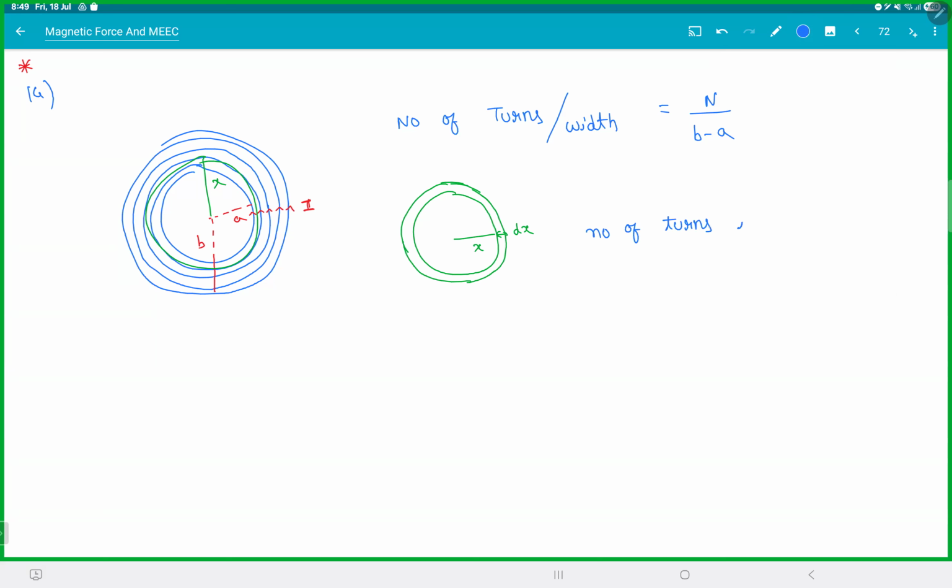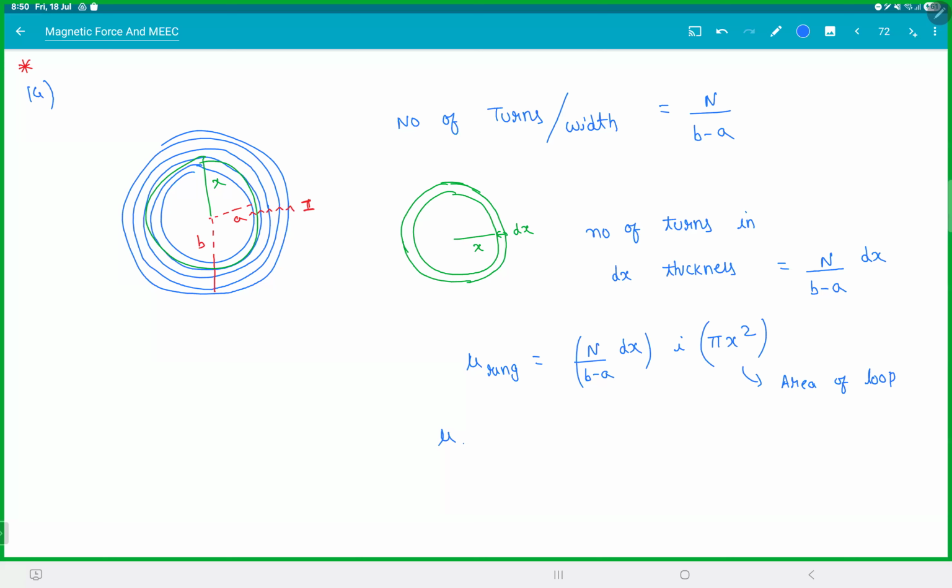Number of turns in dx thickness will be N by B minus A into dx. So that many turns are there in this ring of radius x. So mu of the ring will be number of turns times I times A, so N by B minus A dx. The dx is so small, you can assume all the rings have the same radius. The current is I and area pi x square. Remember, this is the area of the loop. This is the magnetic moment for that ring.